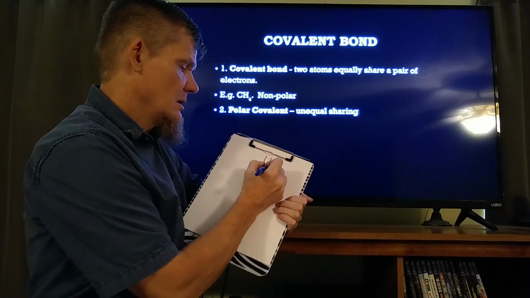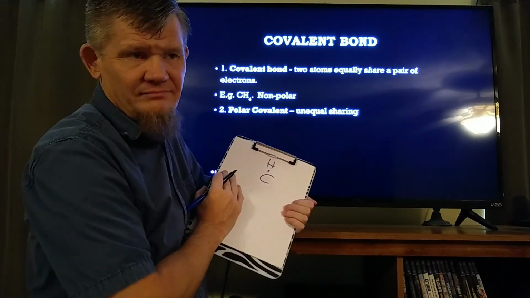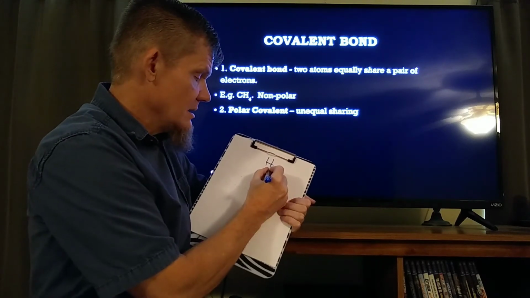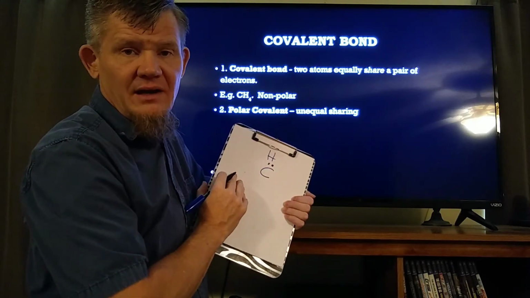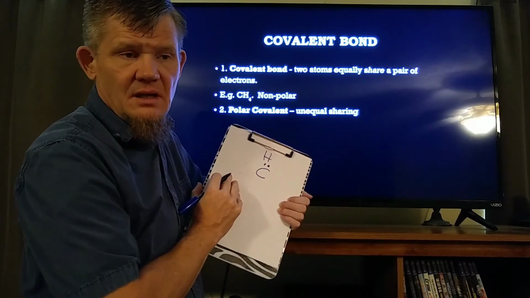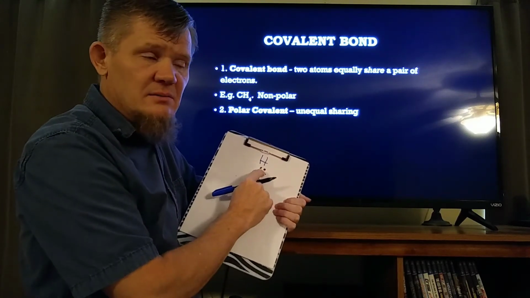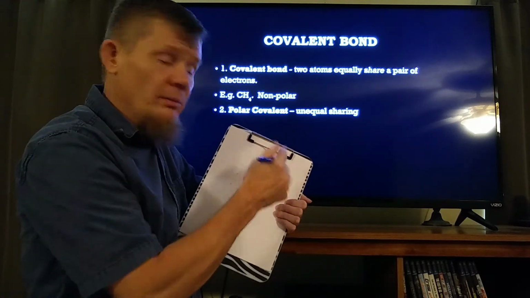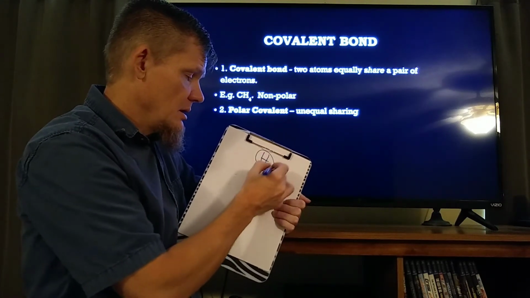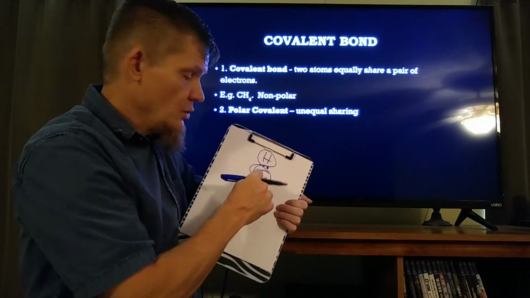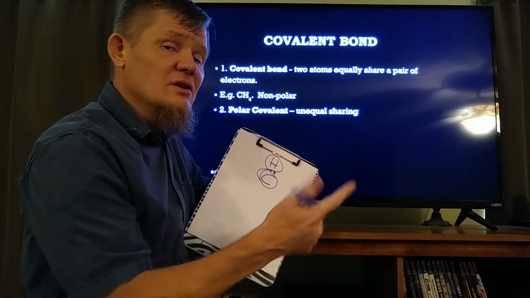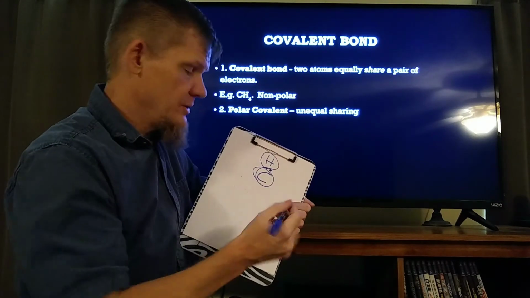Hydrogen has how many electrons? 1. So it will donate that one electron that it has. And now this pair of electrons, remember electrons want to be paired, will orbit both of the nuclei, both of the atoms. Carbon is actually willing to do this with 4 hydrogens.